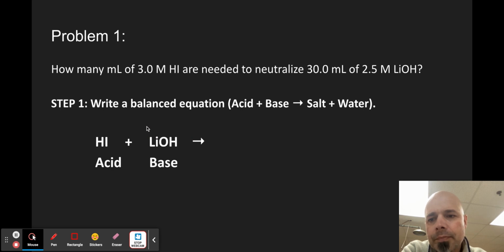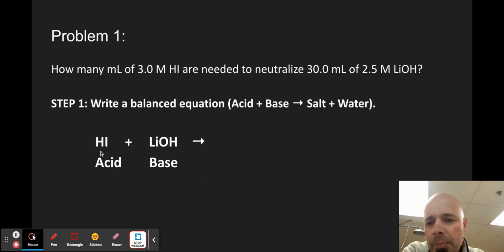All right. Now, the first step, before you do any calculations, is to make sure that you have a balanced equation. And from previous lessons, you should remember that when an acid and a base react, they will form salt and water. So your job is to first predict those products. What will the salt be? What will the water be?